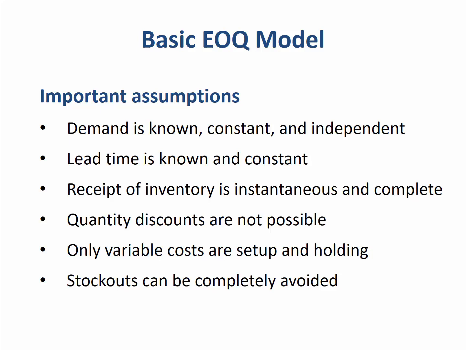But let's continue. Assumption number two is that the lead time is known and constant. In other words, when you order inventory for replenishment, you know exactly how long it will take and there is no uncertainty about it. Number three, the receipt of inventory is instantaneous and complete. So in other words, you're receiving everything at once. Number four, quantity discounts are not possible. That's another assumption that is not very realistic because you know that salespeople are trying to entice you to buy more items, typically by giving you quantity discounts.